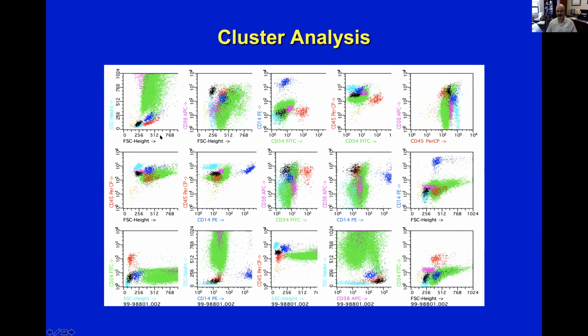You wouldn't make assumptions of where to draw the gate. You would let the population tell you where to draw it, and you would use all the parameters to hone in on a blast population or a monocyte population. And this will become more clear when we go over real cases.